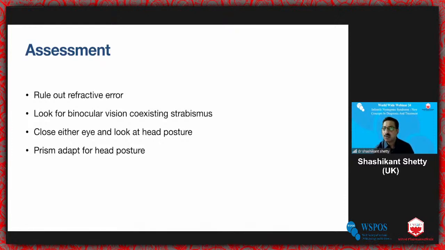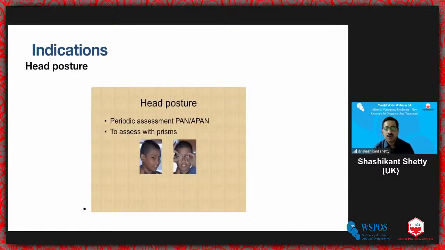Prism adaptation for the head posture helps to know the amount of degree of face turn, and that can be useful for your surgical management. So always use the prisms to measure the amount of face turn and the amount of prisms which are required to neutralize the face turn.